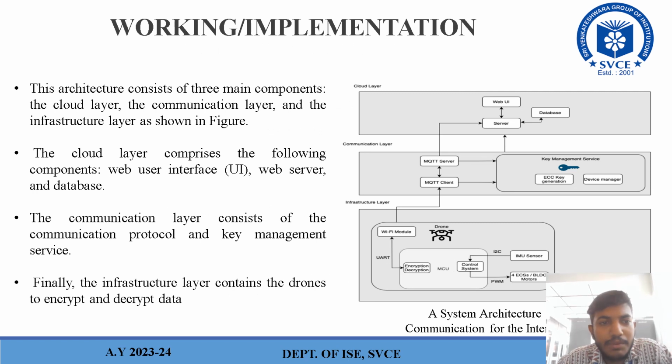Next, working or implementation. This is a drone architecture consisting of three layers, that is cloud layer, communication layer and infrastructure layer. The cloud layer comprises components like web servers, which interface the server, and the server will be interfaced with the database. The communication layer consists of the communication protocol and key management services, where there will be the MQTT server and MQTT client, which are used to transfer data between drone and server. Finally, the infrastructure layer contains the drones to encrypt and decrypt data.